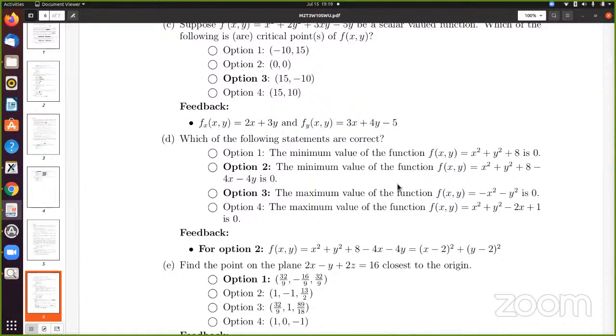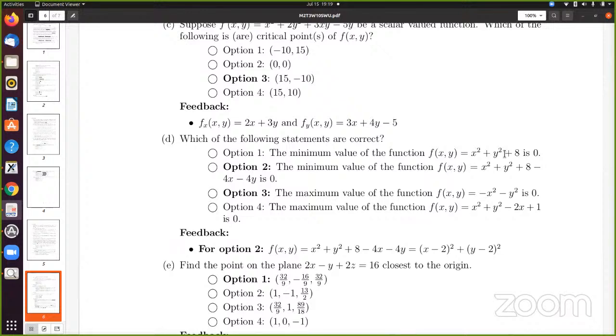So a function is given like this, x square plus y square plus 8, and the statement is saying the minimum value of the function is 0. Is it correct? No. What is the minimum value of this function? It will be 8. Right? Because x square plus y square should always be greater than or equal to 0. So the minimum value should be 8 here.